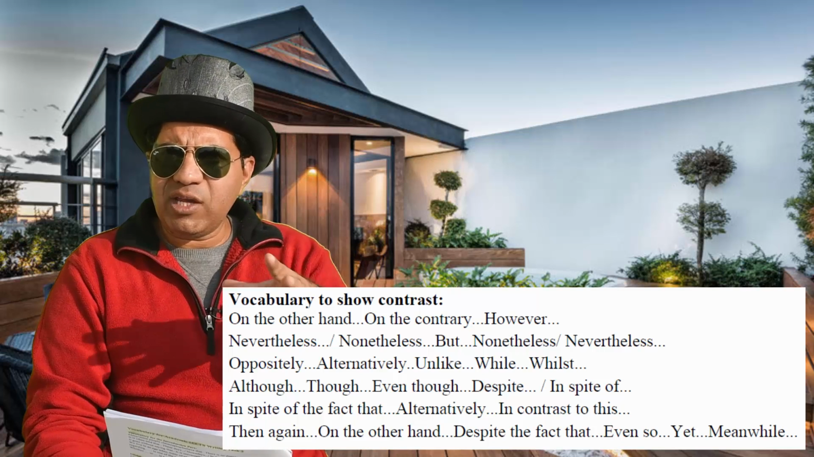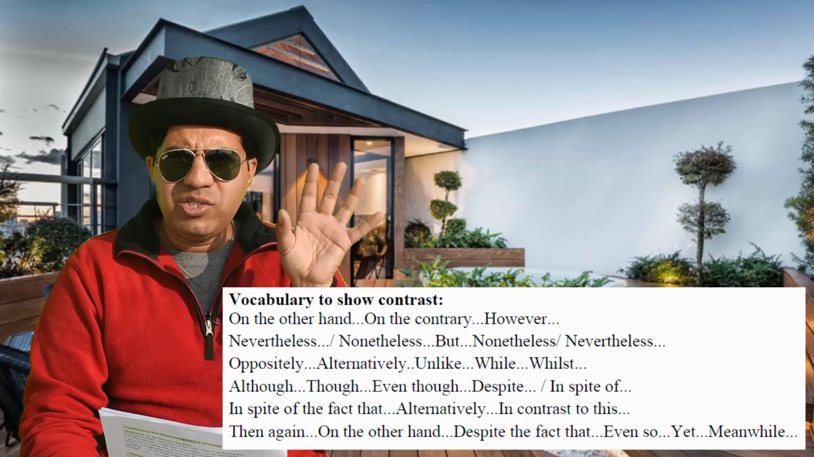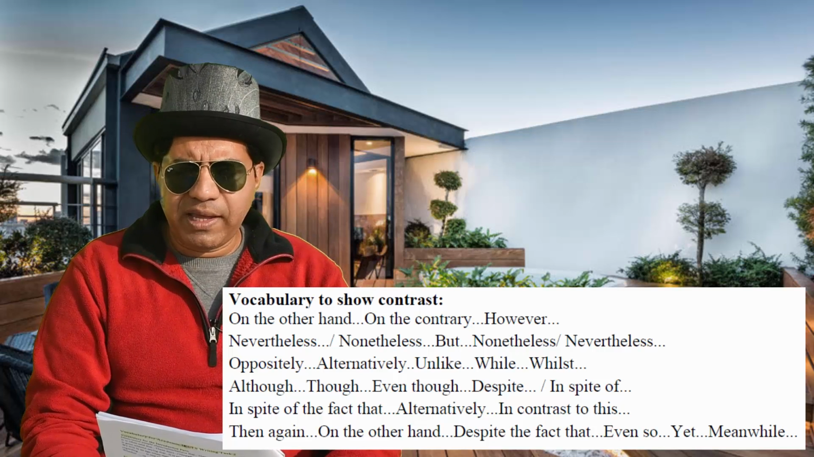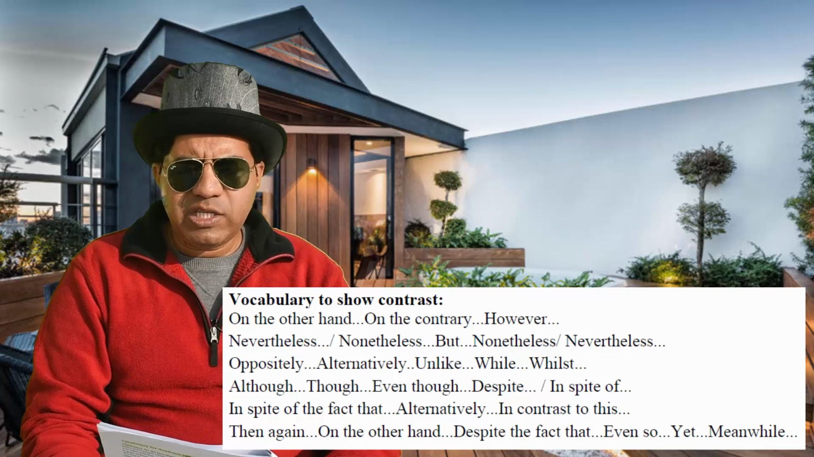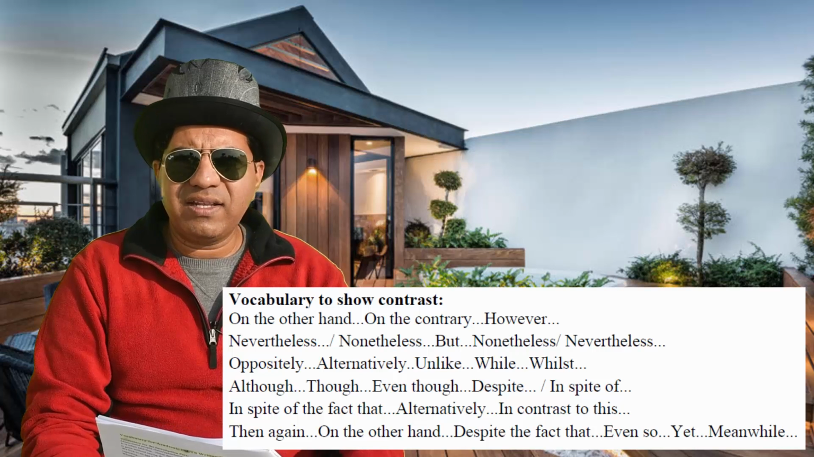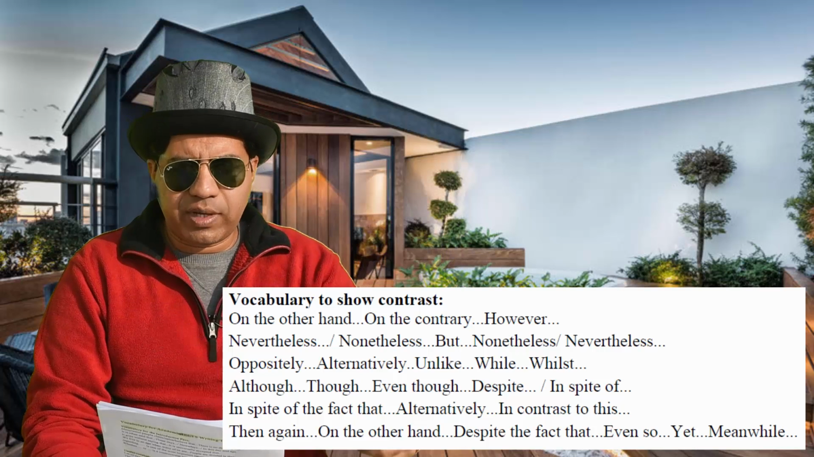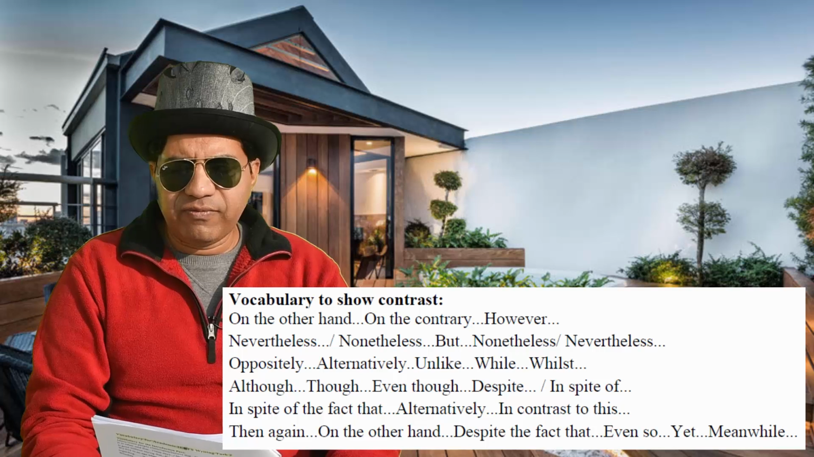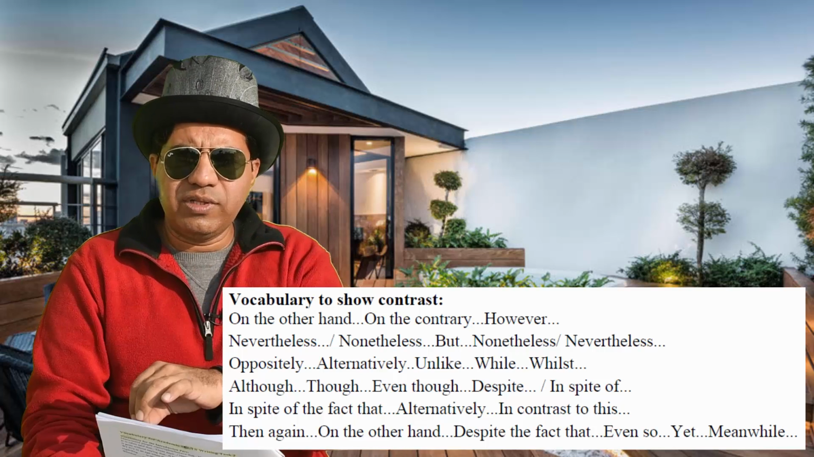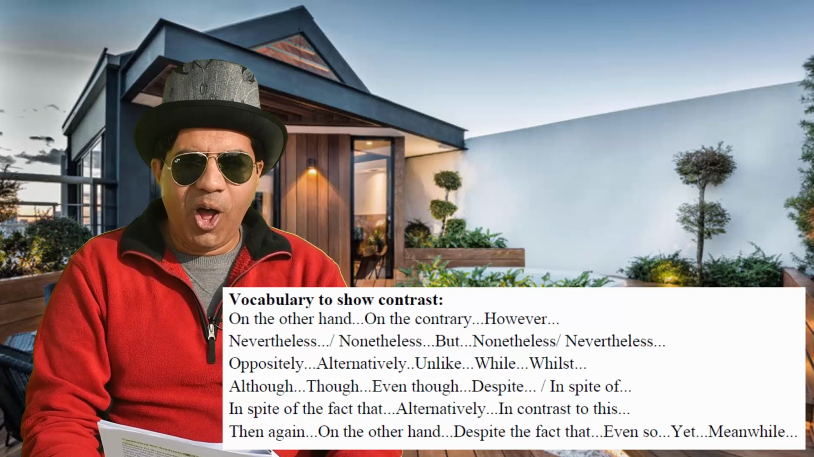If you don't know the meaning of any of these words, don't worry, just open a dictionary and find the meaning. Even though, despite, in spite of the fact that, and whatever the fact is, you can describe that. Alternatively, in contrast to this. In contrast to this means now you are going to talk about opposite thing.